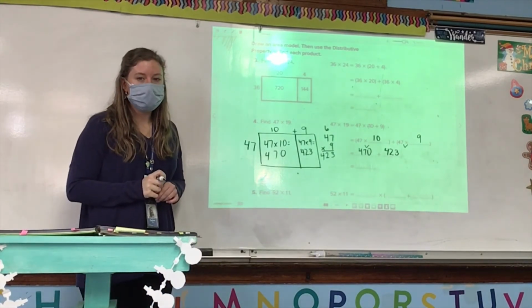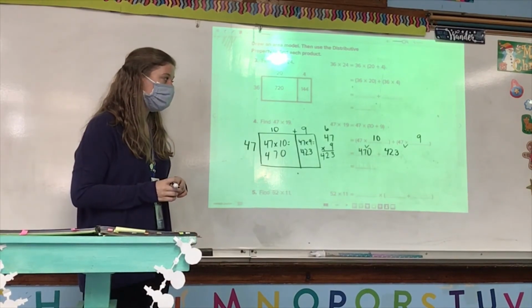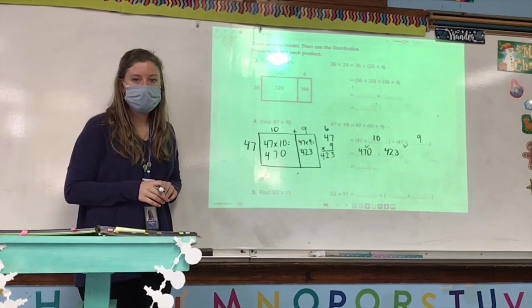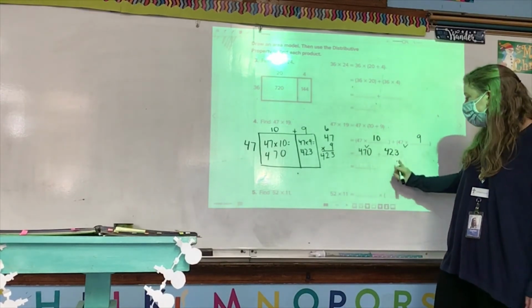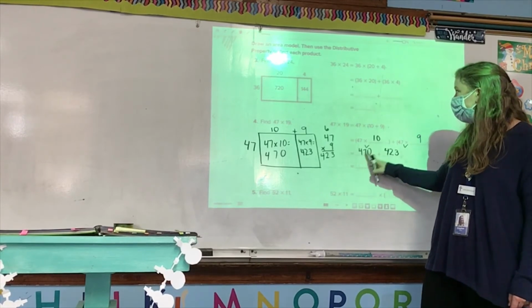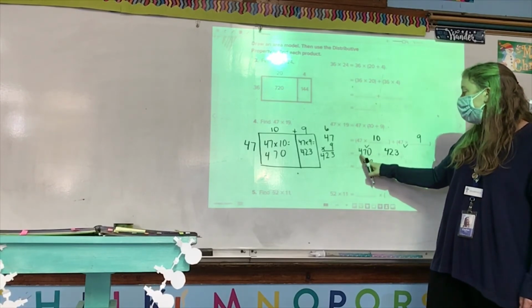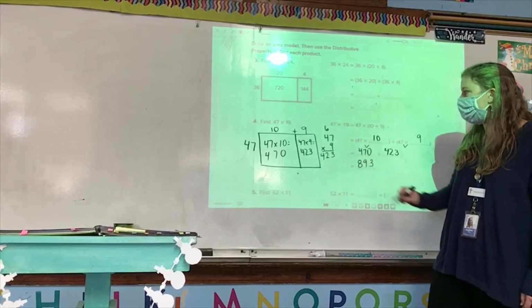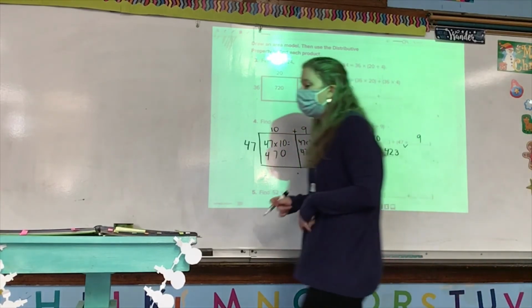Now what do we do, Zari? We add 470 plus 423. Now are we going to have to do any regrouping anywhere? No. So we can just solve side to side. Add the ones place. 0 plus 3, Zari? Is 3. Add the tens place. 7 plus 2 is? 9. Add the hundreds place. 4 plus 4 is? 8. Which means that 47 times 19 equals what? 893.